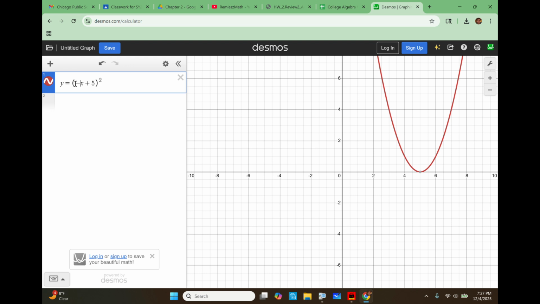And then I'm going to go down 2 units. So on the outside, minus 2. And there's my final answer there. So that vertex went from 0, 0 to negative 5, 0 to 5, 0 to 5, negative 2. That's that first one.